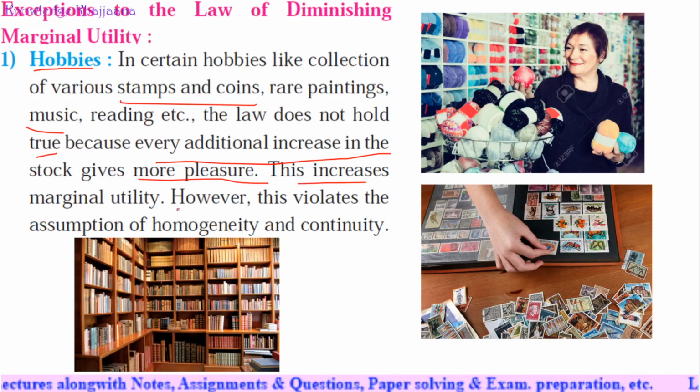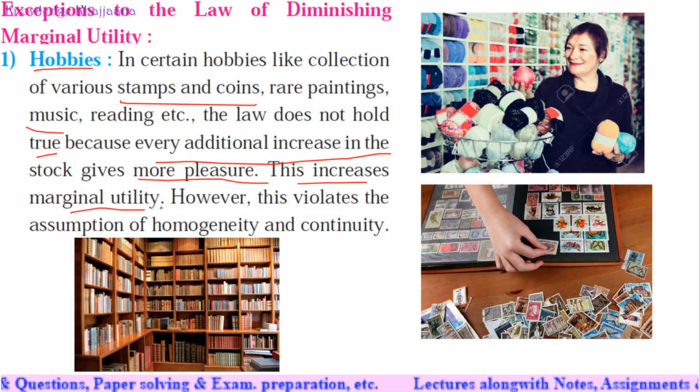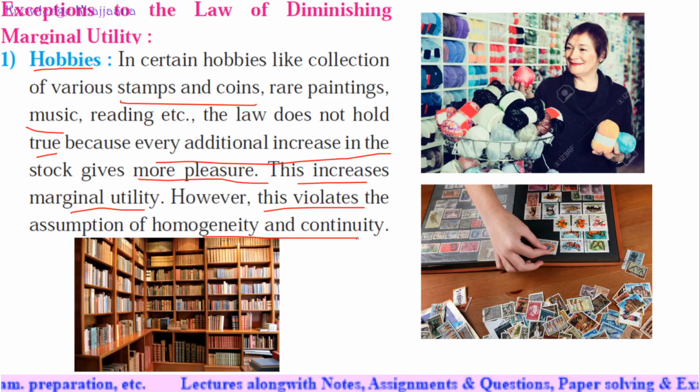So this increases marginal utility. As he keeps on increasing his stock, his satisfaction goes on increasing. It doesn't come to zero, but marginal utility should become zero at reaching a specific point of satiety. But when the person has hobbies like this, it does not come to zero. Marginal utility keeps on increasing. So it violates the assumption of homogeneity and continuity. It violates, meaning it breaks the assumption of homogeneity and continuity.